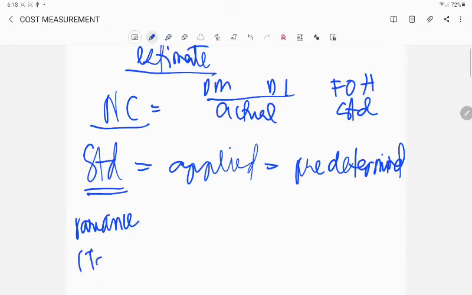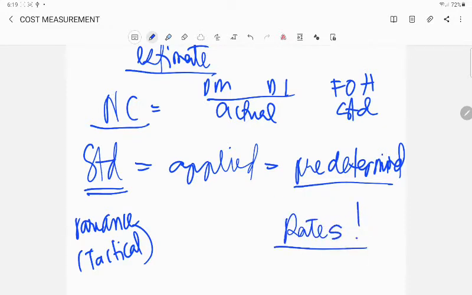variances. And variances is a tactical decision. Okay? Because you have to compare. You have to know deviations. If expectation is the same as reality, that's variances. So, if applied is the same as standard and predetermined is the same as standard, then we need to know how to set predetermined rates.